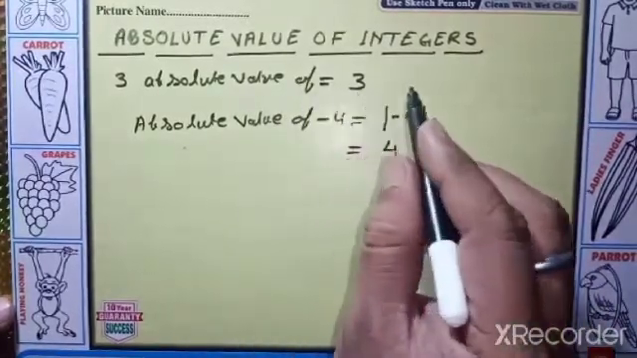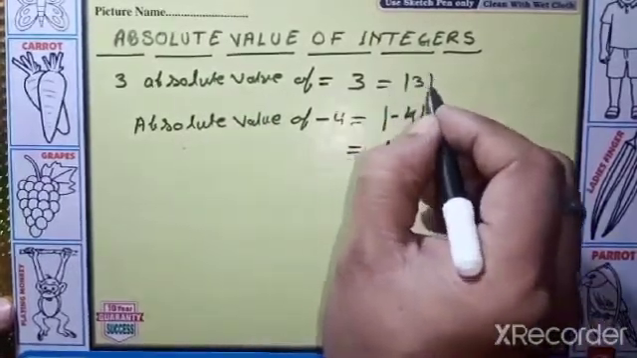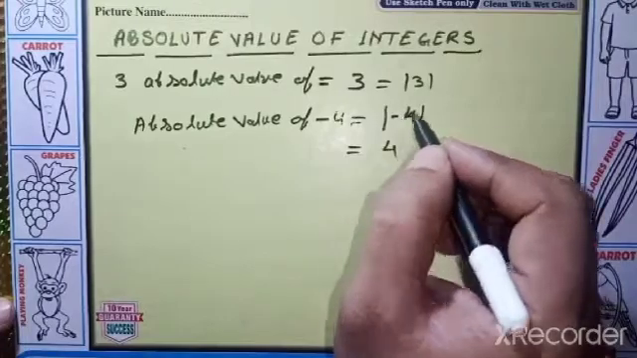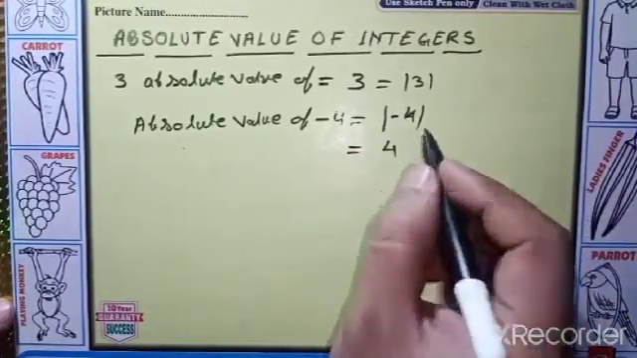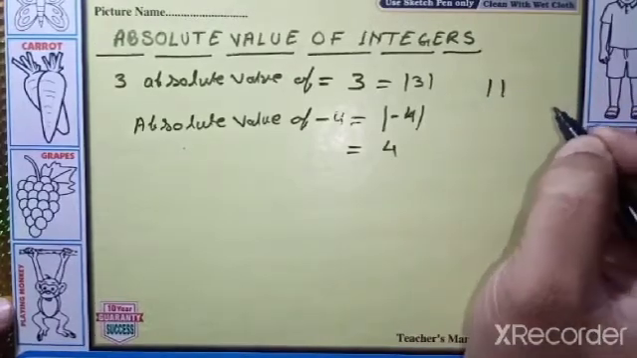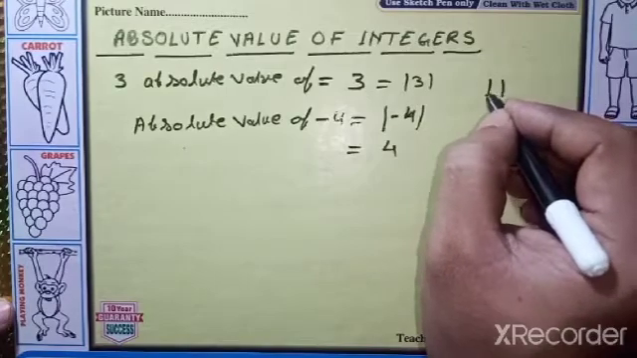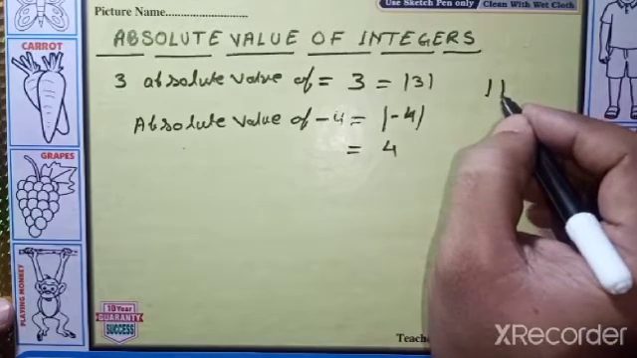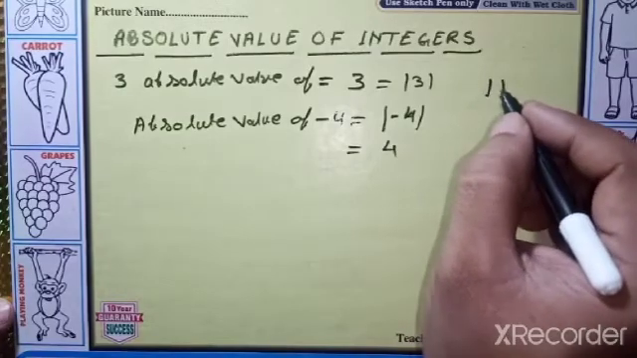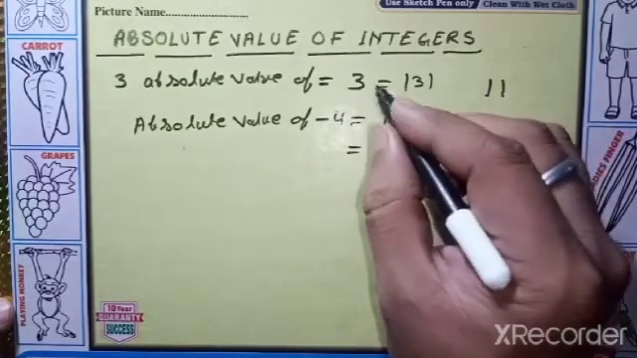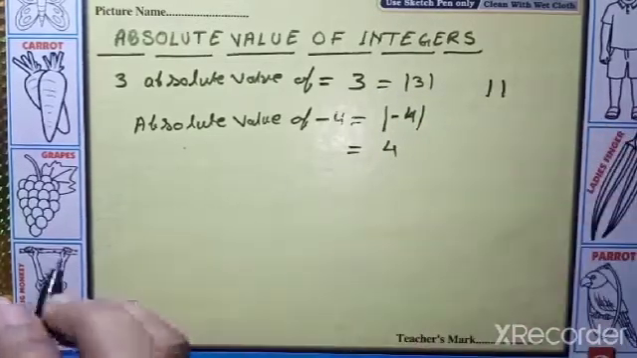Absolute value of a positive integer is positive. Absolute value of 3 is also called the modulus of 3, and absolute value is represented between two vertical parallel lines. This is the symbol of absolute value. To find the absolute value of any number, the number is written between two vertical lines. Absolute value of a negative integer is positive. Absolute value of a positive integer is positive.